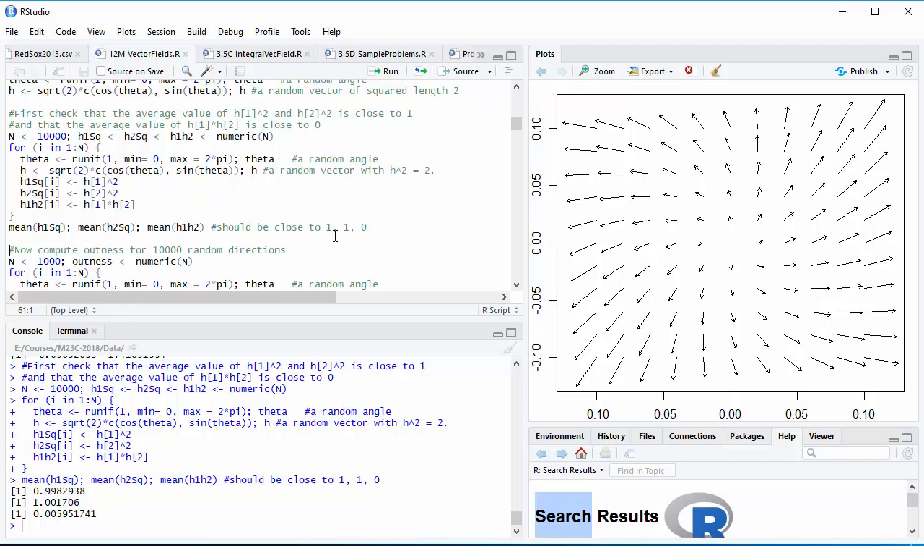And let's look at what we've got. Yes, indeed, the average value of the square of each component is very close to 1. The average value of the product is very close to 0. So now I can take 10,000 random directions.